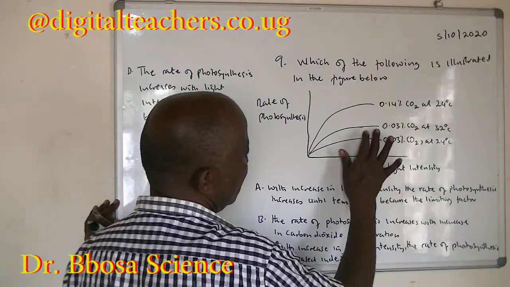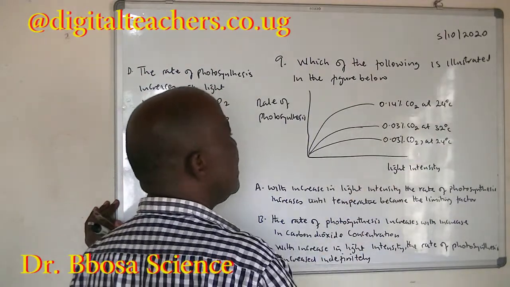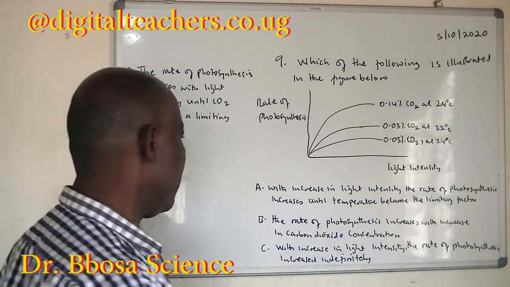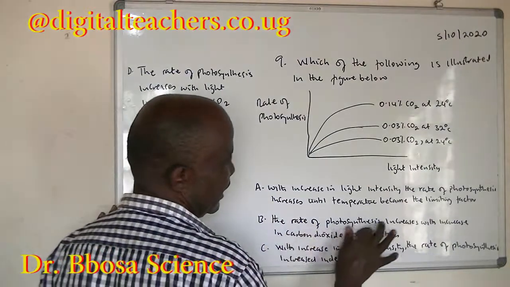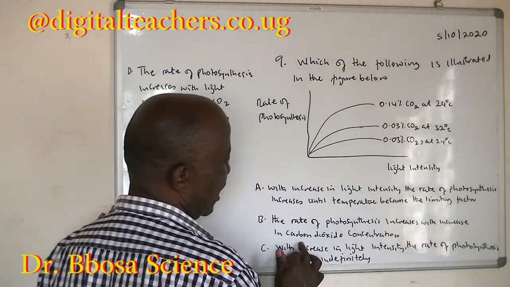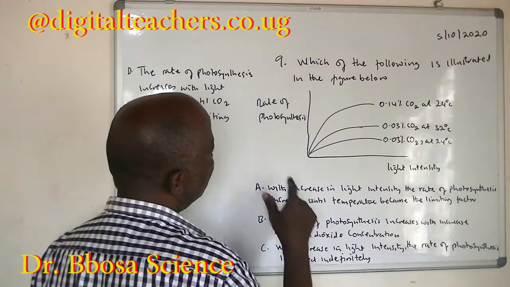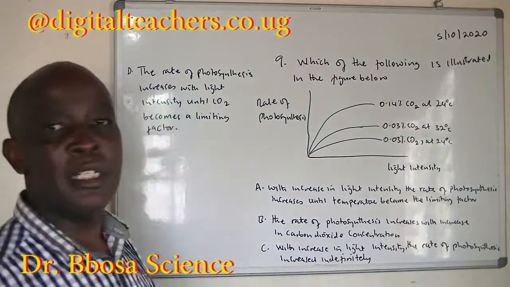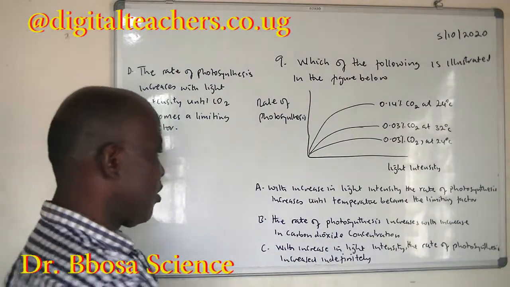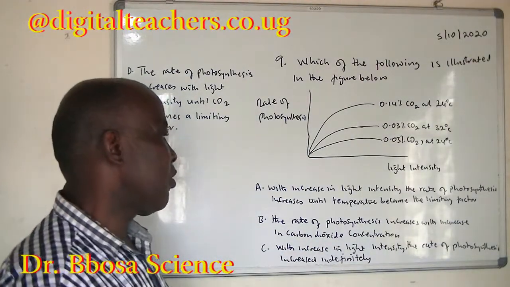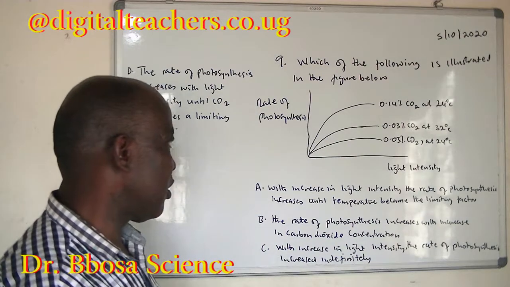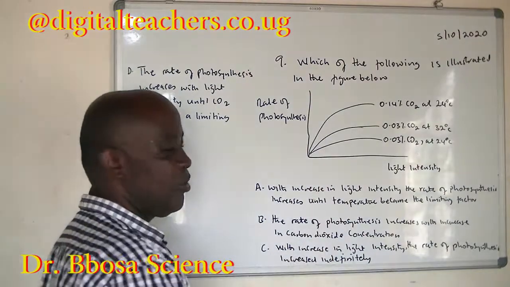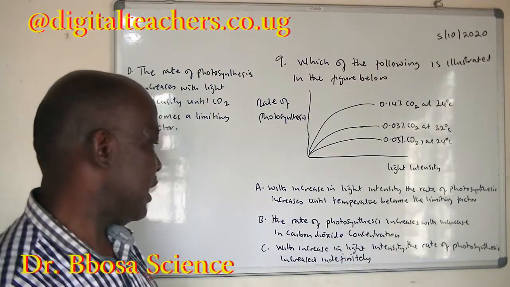When you increase the temperature, there was very little increase in the rate of photosynthesis, so it may not be the answer. The rate of photosynthesis increases with increase in carbon dioxide concentration, but when we plotted it, the increase again is slight. So the graph does not tell us that the rate of photosynthesis increases with increase in carbon dioxide concentration. It tells us that the rate of photosynthesis increases with increase in light intensity.